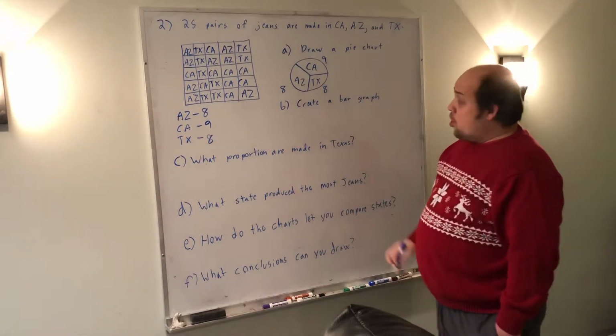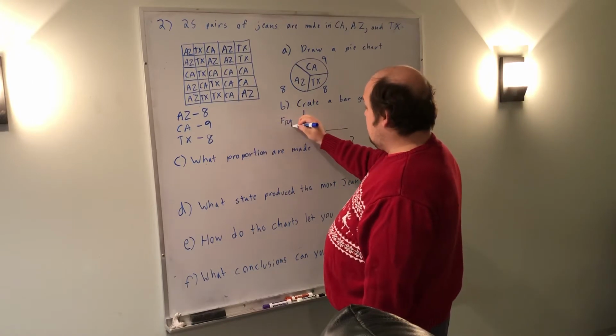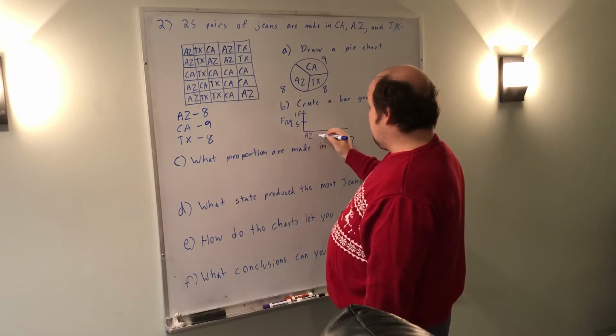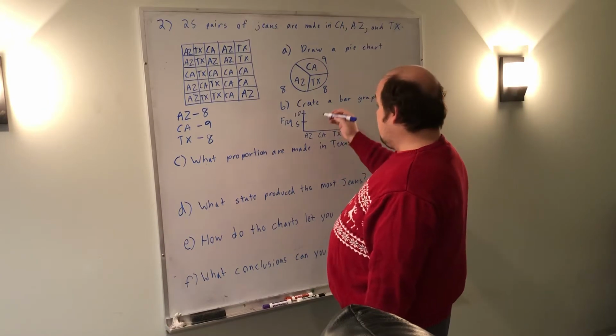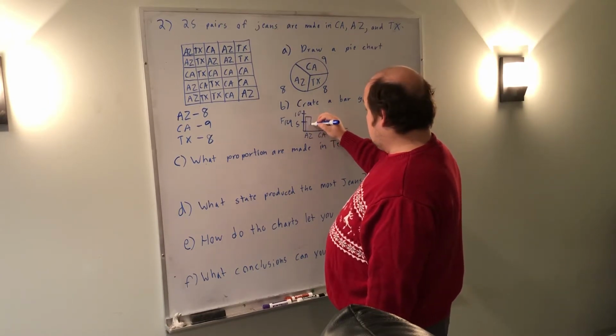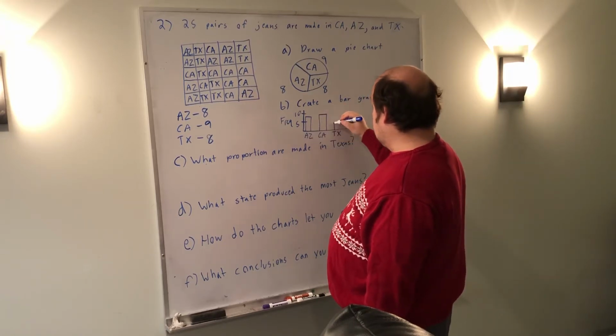For creating the bar graph, I want to make sure that I say frequency on this side. My frequency is going to go 5, 10. I'm going to list my bars in alphabetical order: AZ, CA, TX. AZ is a bar that goes up to 8. CA is slightly higher, up to 9. And Texas is back at 8.